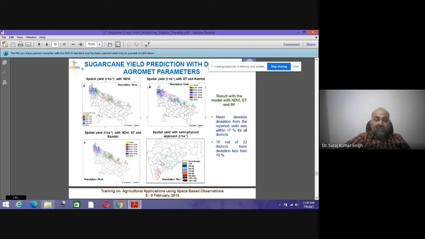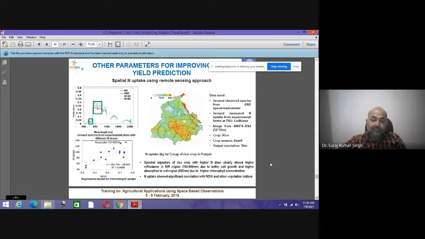Once we have done that, the data sets at village level and state level will be overlaid together to create a yield prediction map. On the basis of that, you can see the total amount of yield production, that is 70% for all the states. Out of 22, 18 have a deviation of less than 10%.